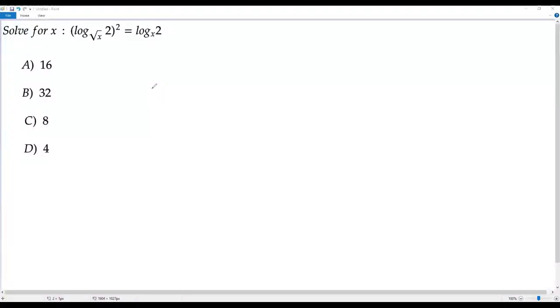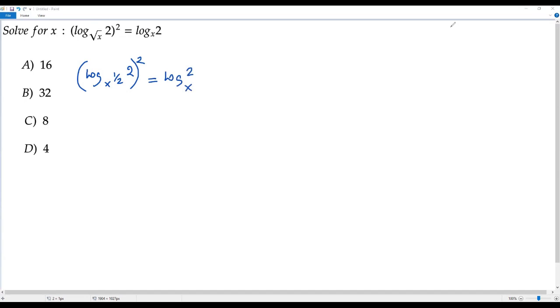Here we have a logarithmic equation and we have to solve for x in this equation. In the first step, I'm going to write this square root as an exponent. Whenever I write a square root as an exponent, the exponent will be 1/2. So in my first step, log, x to the power 1/2. I have written the square root as an exponent, so the x over here gets the exponent 1/2. Then (log 2, whole square) equals log 2 to the base x.